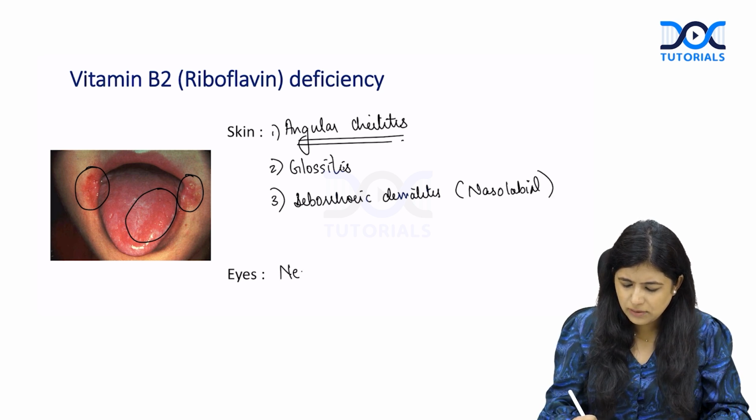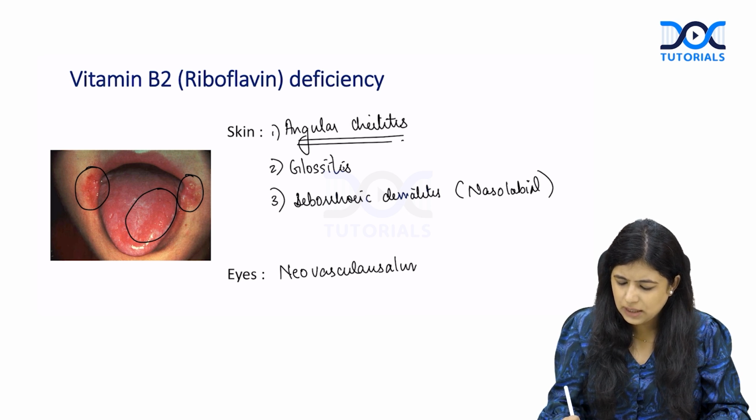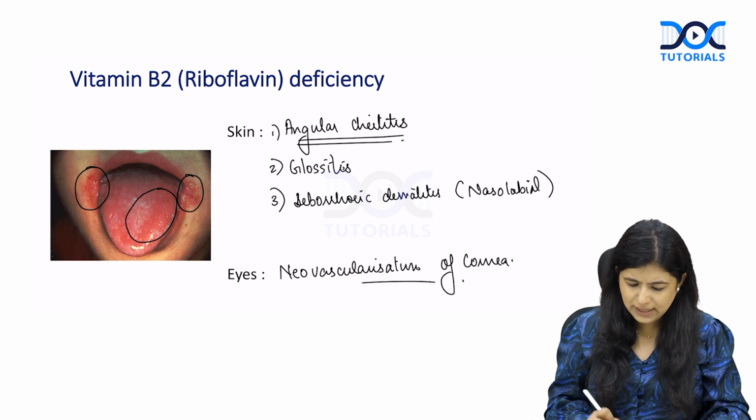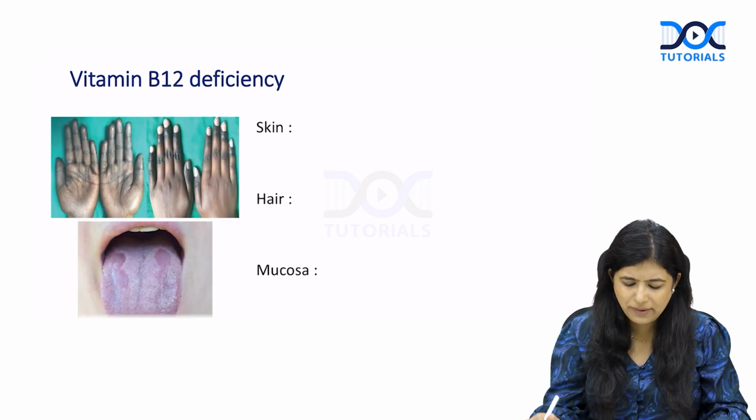In the eyes, what we see is neovascularization of the cornea. Then we come to vitamin B12 deficiency.